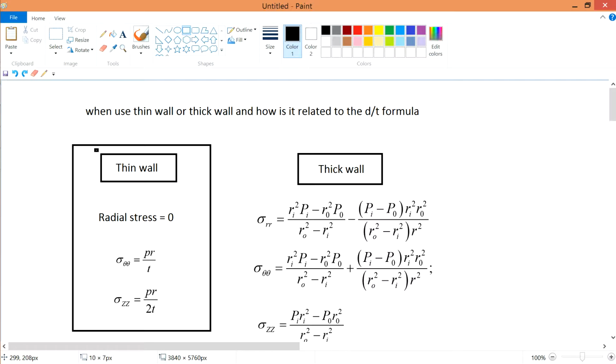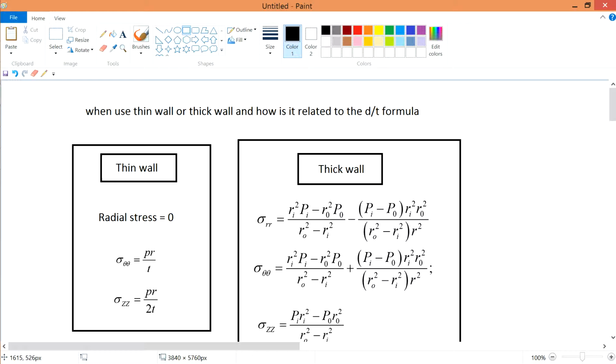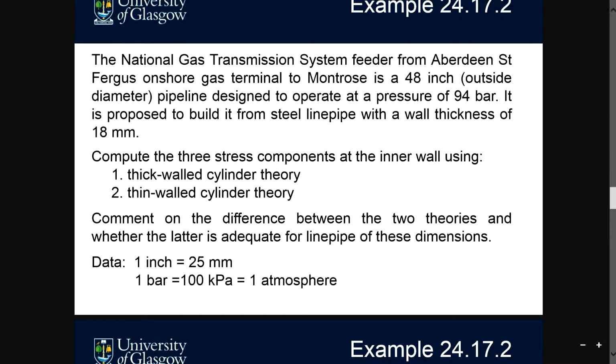However, this equation is limited only to thin wall. If it's talking about thick wall, things start to get a little hairier. Therefore, let's do a few examples and see how things go. We may attempt this question, but I won't read it out, just take out the relevant stuff. We have a 48 inch outside diameter.